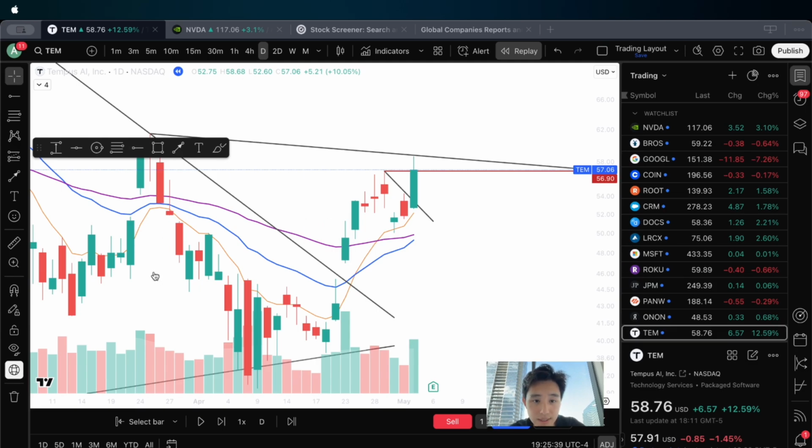I use mainly daily and weeklies for top-down analysis for scanning. And then I'll go down to the lower time frames, 4 hour and 1 hour, for finding entries.